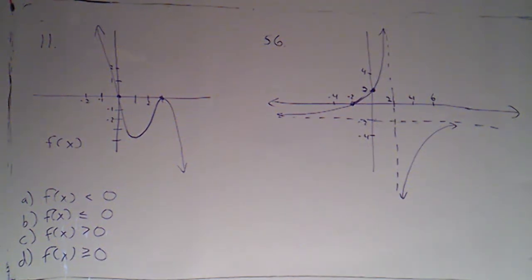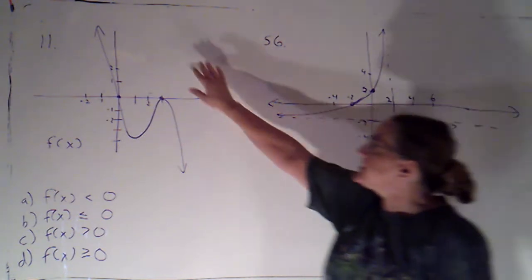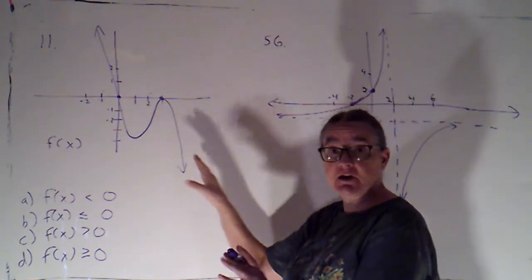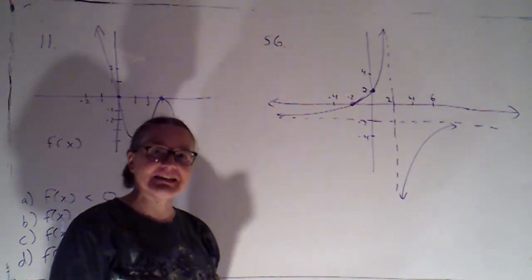I've got two problems up here on the board. Both of them are taken from your book. This is number 11, which is an assigned homework problem. This is number 56. It's an even number that I didn't assign.